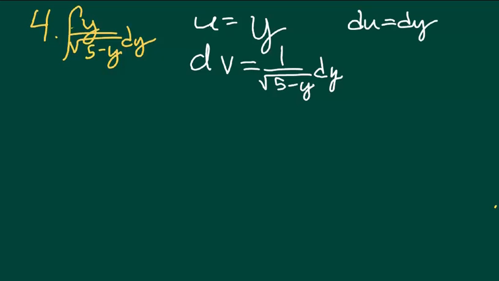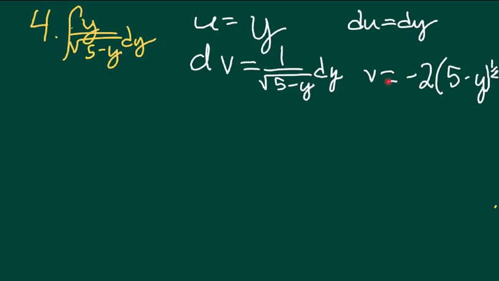So du equals dy, and because dv is equal to 1 over the square root of 5 minus y, the same thing as saying 5 minus y to the negative 1/2, v is going to be equal to negative 2 times 5 minus y to the 1/2. You can just imagine taking the derivative of v and getting dv. So now we utilize our formula, uv minus the integral of v du.